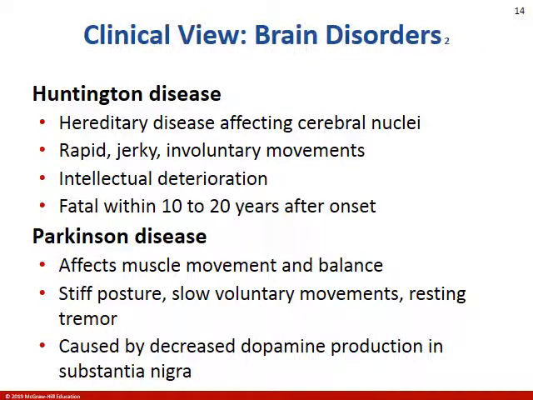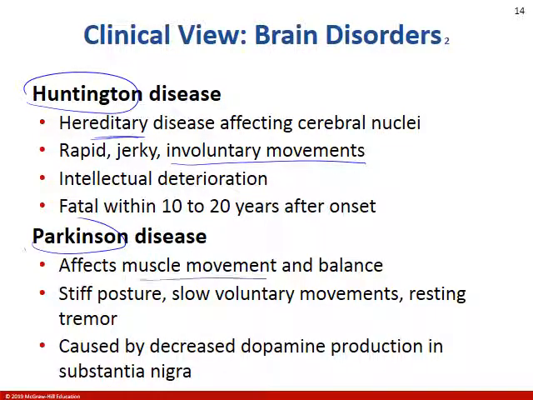A few other clinical issues that can arise. We have Huntington's disease, which is a hereditary disease causing involuntary jerky movements. We have Parkinson's disease, which affects muscle movement and balance, and you're going to see a slowing in voluntary movements. And so these are two brain disorders that specifically affect cerebral nuclei.